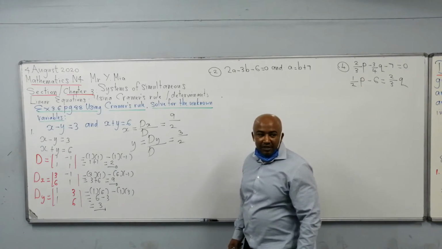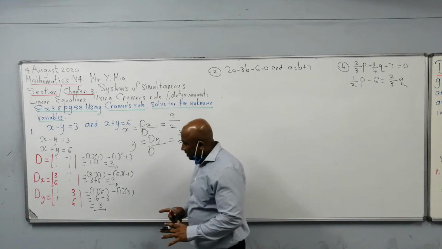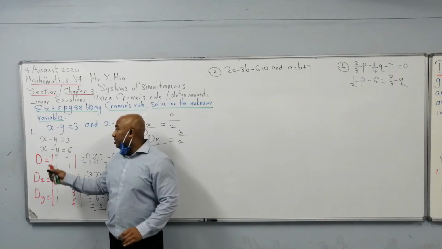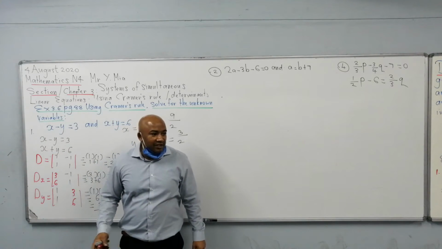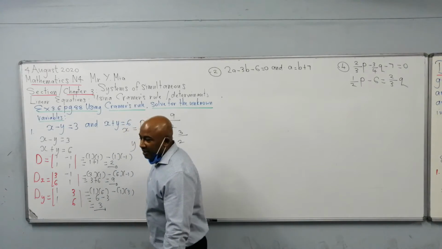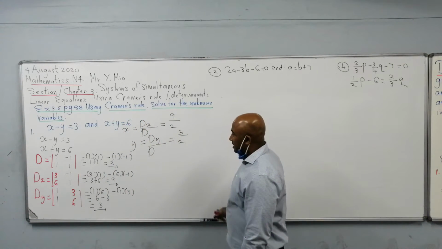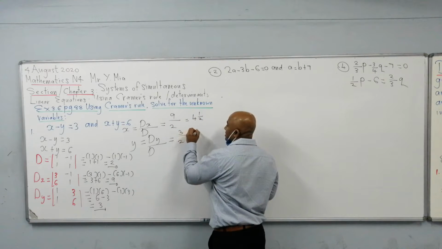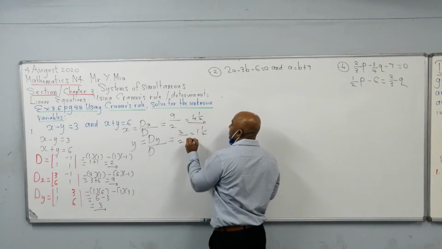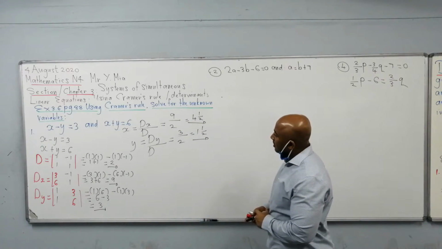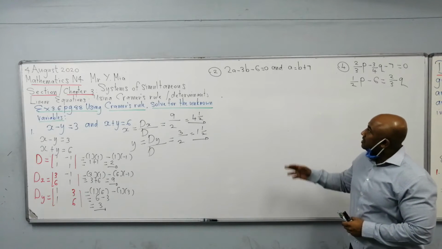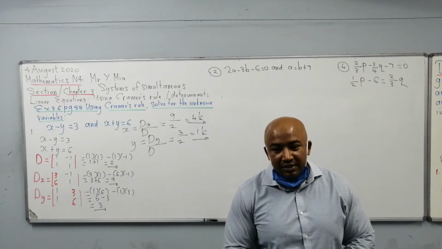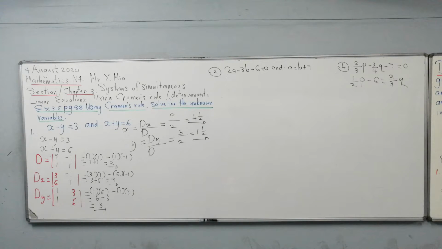It depends on how fast you are. But obviously, be careful with this here, because if you make a mistake in the beginning, when you rearrange, maybe instead of 3 you wrote down a minus 3, then obviously everything is going to be wrong. So make sure you check your question properly. So 9 over 2 is the same as 4.5, and this is going to be 1.5. Right, so let me give you a few minutes to deal with this, and then we move on to the 3 by 3. 3 equations with 3 unknowns.